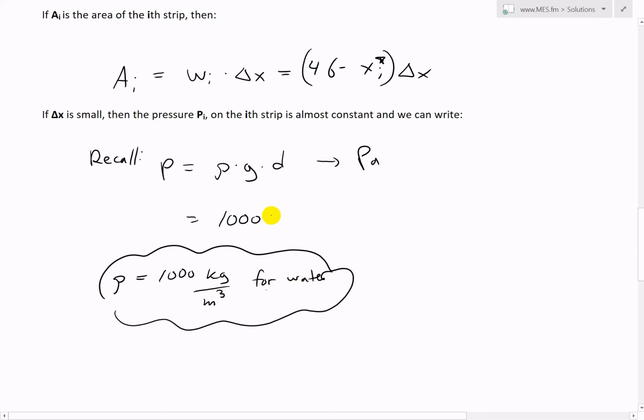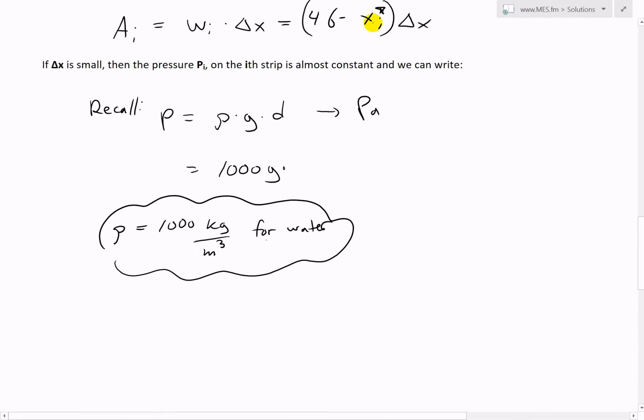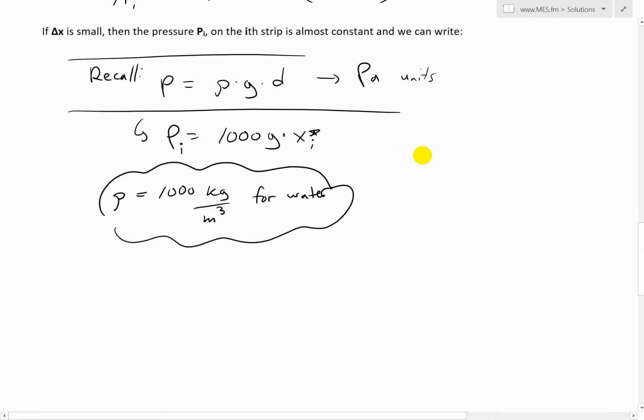So your 1,000 times gravity, g, and then the depth. Since we had the origin at the top of the surface level, the depth is just xi star. So that is what our pressure is, and this is our pi. Recall this is in Pascal units. Make sure to watch my introduction video to get a better idea of this.